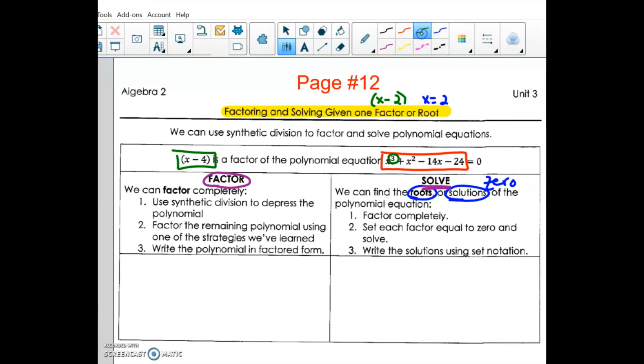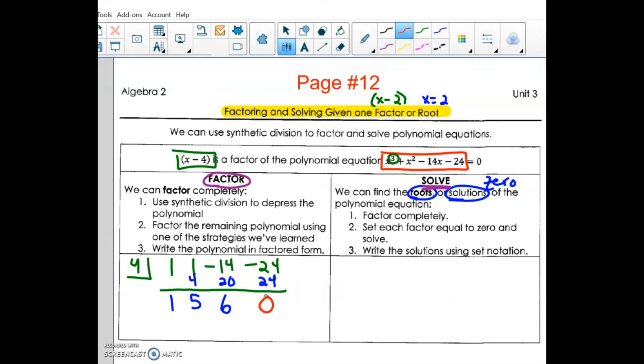The first thing we're going to do is set up synthetic division. Our factor, our divisor, is x minus 4, so we're going to use 4, and our coefficients are 1, 1, negative 14, and negative 24. We use this in synthetic division to create a depressed polynomial. We drop the 1. 4 times 1 is 4. 1 and 4 make 5. 4 times 5 is 20. Negative 14 and 20 is 6. And 4 times 6 is 24, giving us a 0 as a remainder.